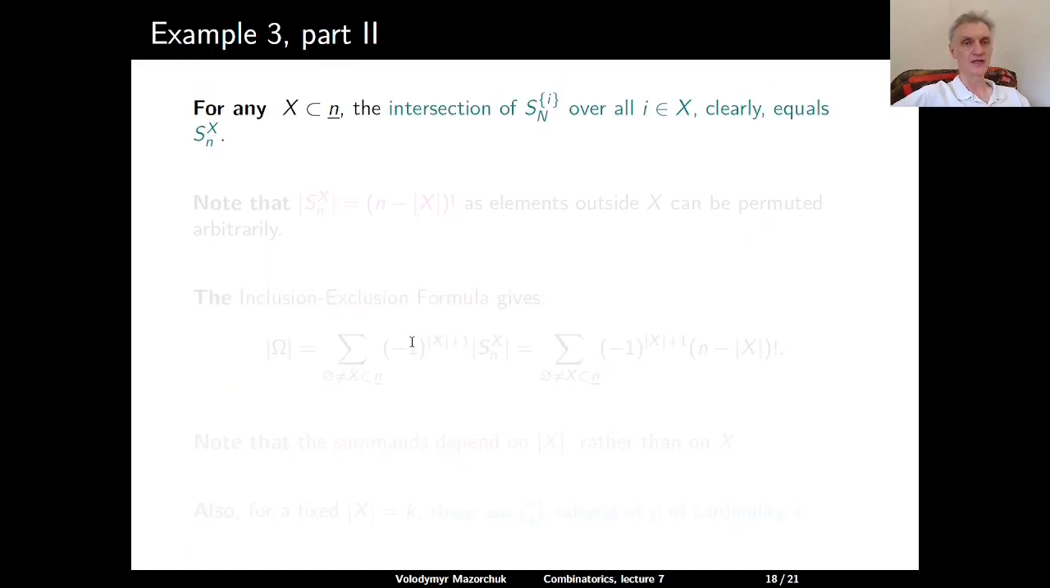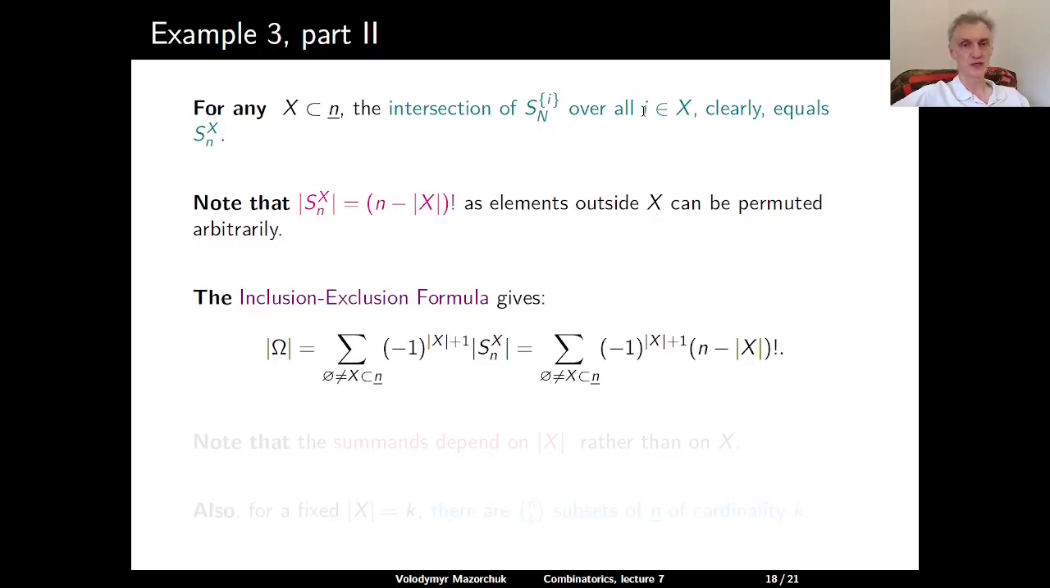So, for any subset X of n underlined, the intersection of S sub n upper {i} over all i in X equals, of course, S sub n upper X. And the cardinality of this set S sub n upper X is equal to n minus the cardinality of X, factorial, because elements outside X can be permuted arbitrarily. Elements of X must be fixed, while for elements outside X there are no restrictions, just a permutation.